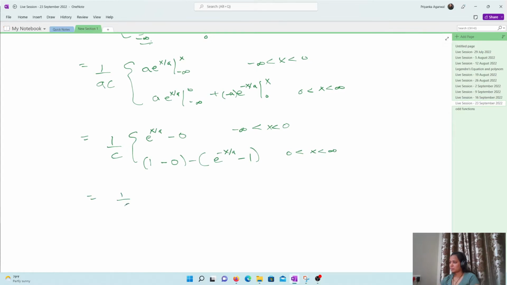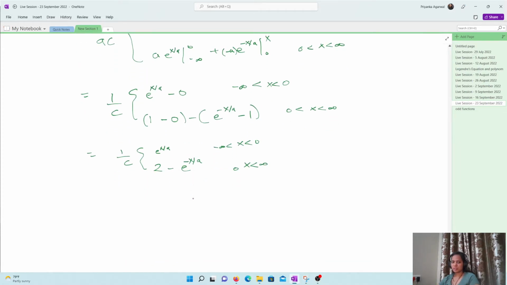Right, so this becomes 1 by c e to the power x by a, 2 minus e to the power minus x by a, where x here is from 0 to minus infinity, and x here is between 0 to infinity. Okay, so we have got g of x here.